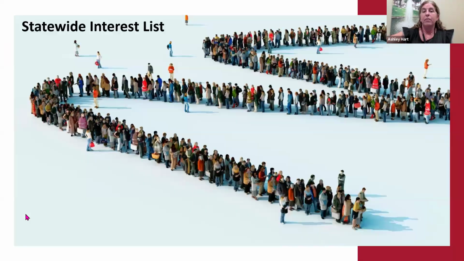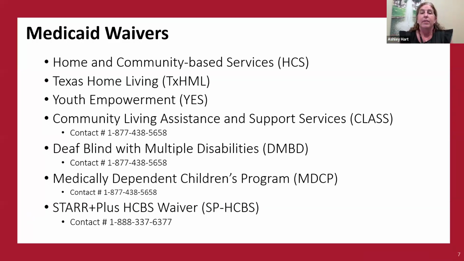And the next slide is a little bit about the Medicaid waiver programs. There's the Home and Community-Based Services, HCS, which is through LifePath. Texas Home Living, which again is through LifePath. The Youth Empowerment, the YES program, that is a behavioral health service that is not through IDD, but it is for adolescents through the behavioral health. There's also CLASS, Community Living Assistance and Support Services, and there's the contact number for that one. The Deaf, Blind, and Multiple Disabilities, MDCP, which is the Medically Dependent Children's Program, and the STAR Plus waiver. And there you'll have those contact numbers for those waiver programs.